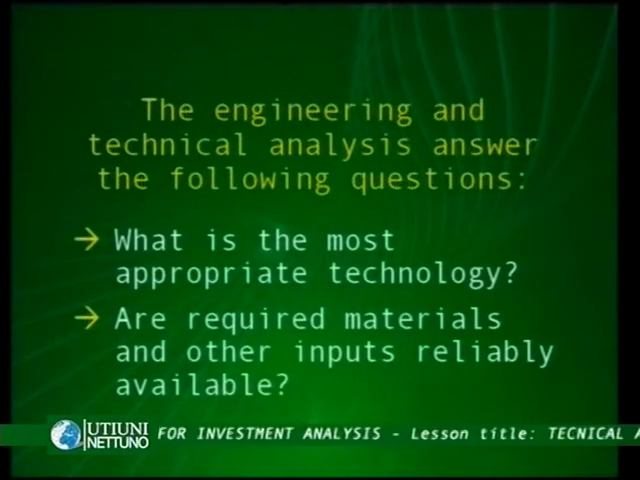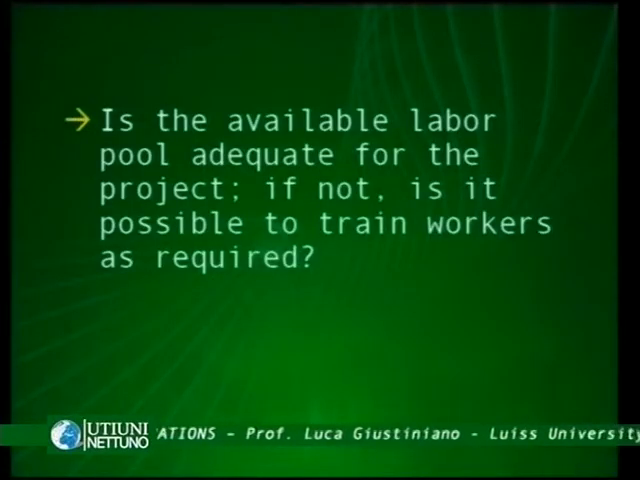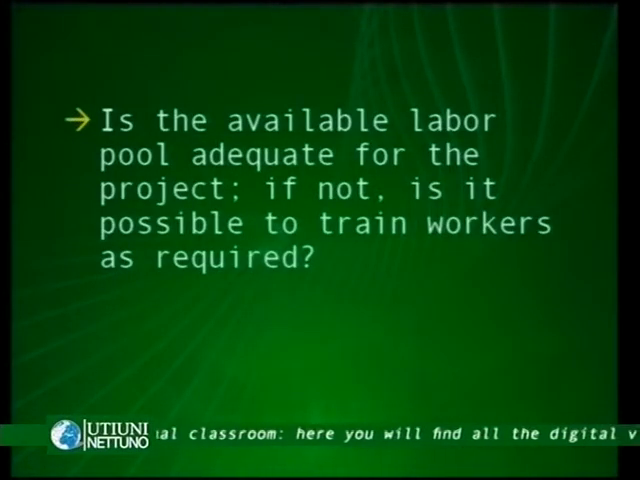The second question is related to the fact that required materials and other inputs could be reliable and available. So, are required materials and other inputs reliably available? Further, is the available labor pool adequate for the project? If not, is it possible to train workers as required? So the idea is that the technical analysis, as we'll see, is not just about technology, it's about human resources as well. These kind of human resources, they could be available on the premises or they should be trained in a proper way.